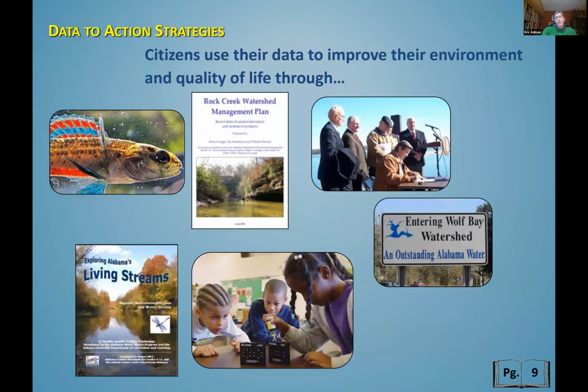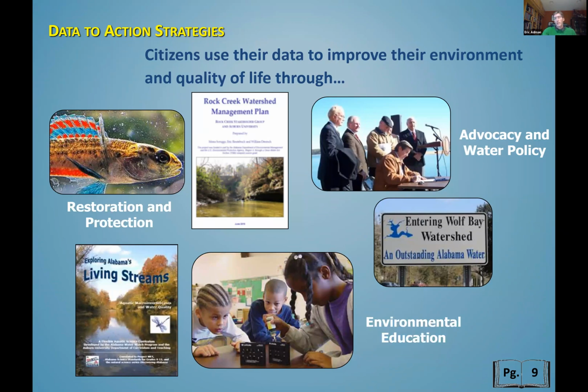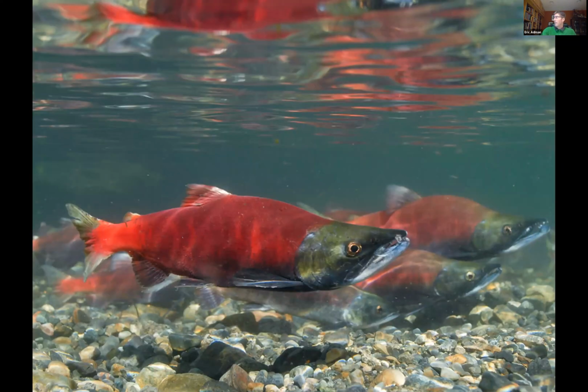So some of the different data to action strategies they have: advocacy, so working on changing laws or regulations around water. Restoration and protection activities are some things that community members can do, and also environmental education. So by learning about your stream's health and sharing that information with others, letting people know what you're doing and what you find, you can make a difference.